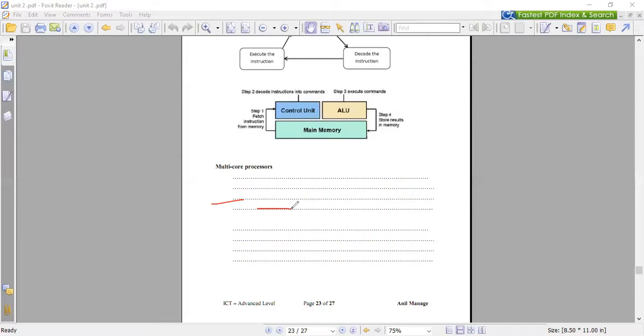Need of multi-core processors, that means why we need multi-core processors. In point form, write down. First point, a program can be run by dividing it into some parts, so it gets executed fast.